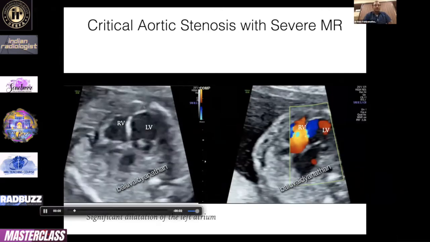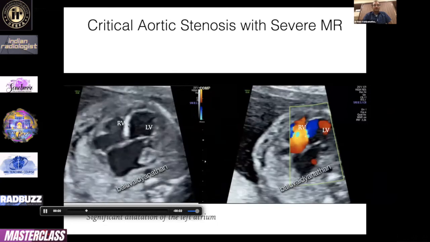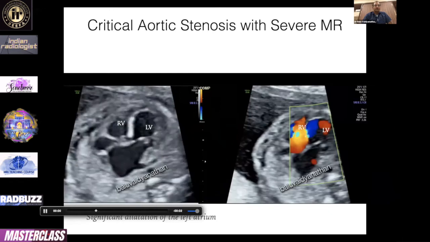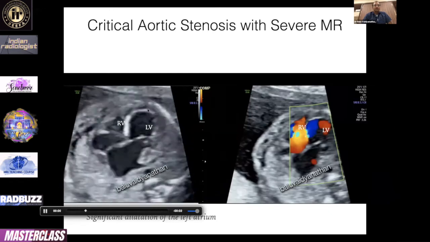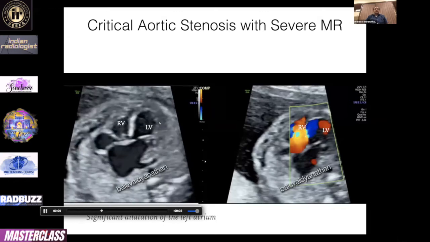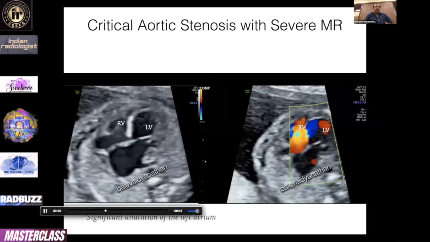Now this is another example of critical aortic stenosis. You see here, this is the left ventricle, and what I described before, the hyperechogenicity of the ventricular septum, you can see that quite nicely here. The ventricular septum is quite hyperechoic because of endocardial fibroelastosis. But look at the left atrium here. It's enormously enlarged. And look at the pulmonary veins, so prominent here.